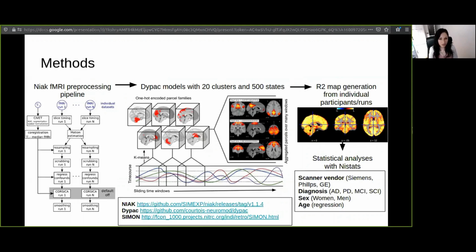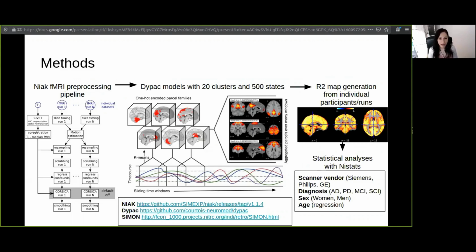Dypac uses a simple two-level clustering, one on sliding time windows and one on indicator functions of parcels aggregated over many windows. For the sliding windows, k-means runs directly on the time series, generating a family of parcels, which are represented with one hot encoders. The second-level aggregation clustering procedure gives the stable maps.